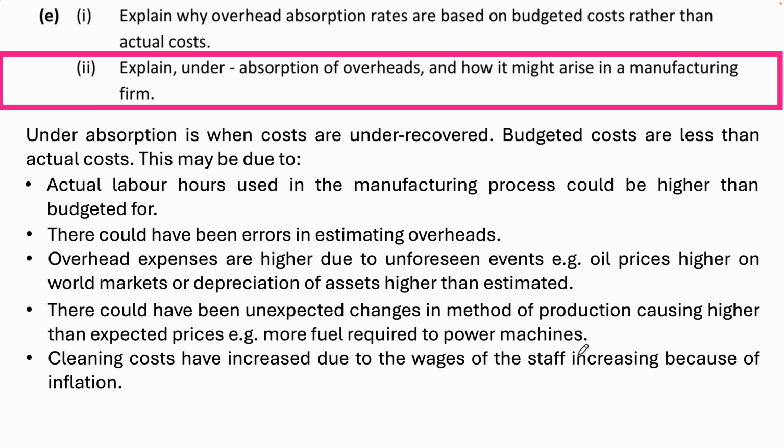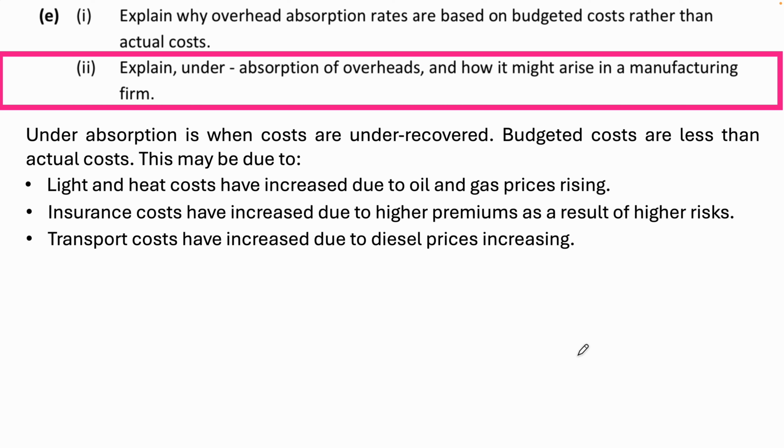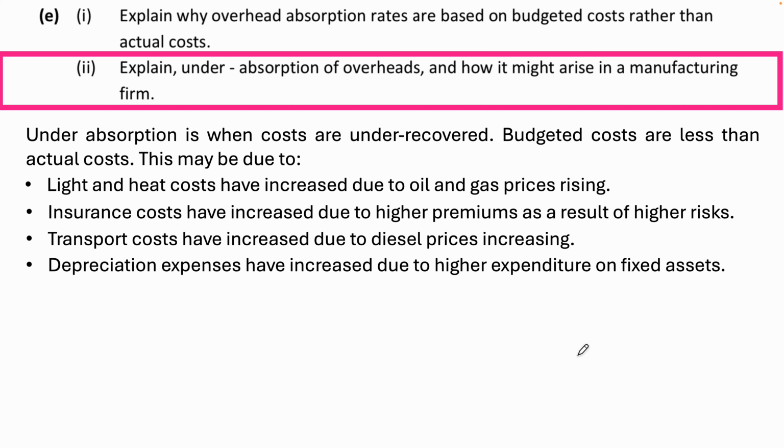Okay, so look, costs are under-recovered. Budgeted costs are less than actual costs. Light and heat costs have increased due to oil and gas prices rising. Insurance costs have increased due to higher premiums as a result of higher risks. Transport costs have increased due to diesel prices increasing. So look, this is basically just why are budget costs less than actual costs? Why are actual costs more? So you can come up with any number of examples here. Depreciation expenses have increased due to higher expenditure on fixed assets.